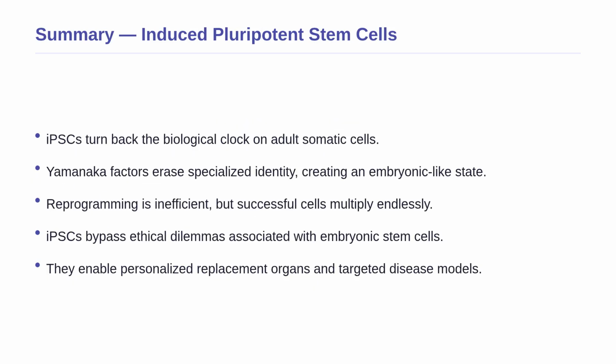We have covered a lot of ground today, so let us review the key takeaways. First, induced pluripotent stem cells represent a magical breakthrough that allows us to turn back the biological clock on adult cells. By introducing the Yamanaka transcription factors, we can erase a cell's specialized identity and return it to a flexible, pluripotent state. Second, while we saw mathematically that the reprogramming process is highly inefficient, the few cells that do succeed can multiply exponentially to create an endless supply.